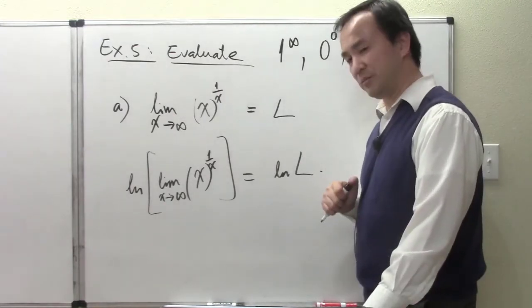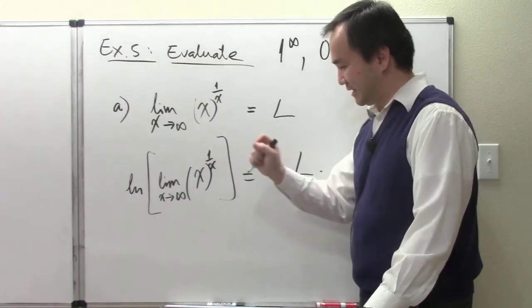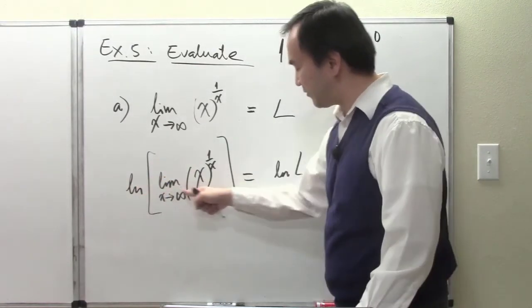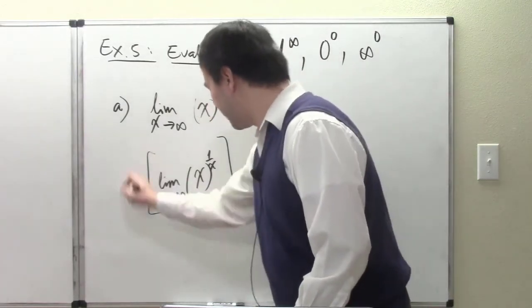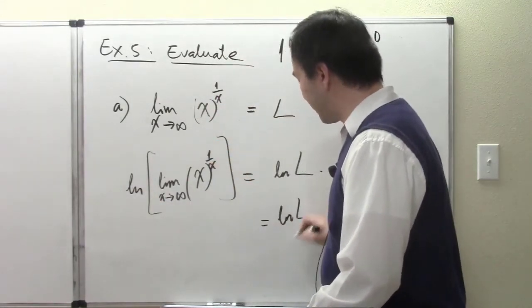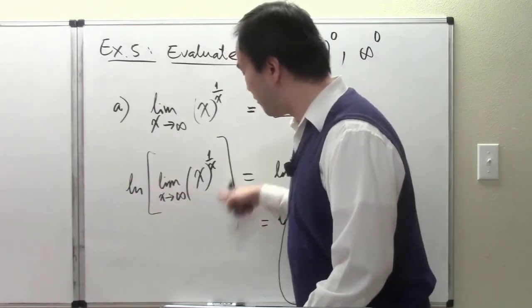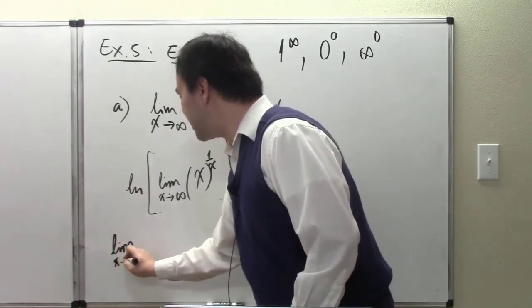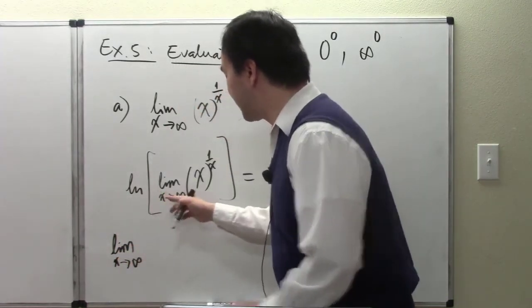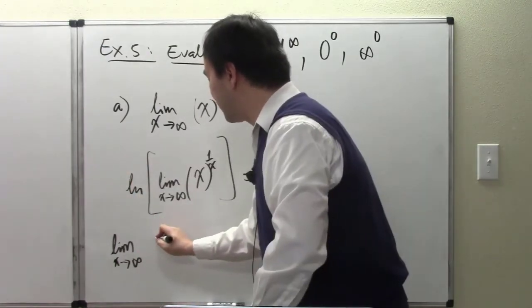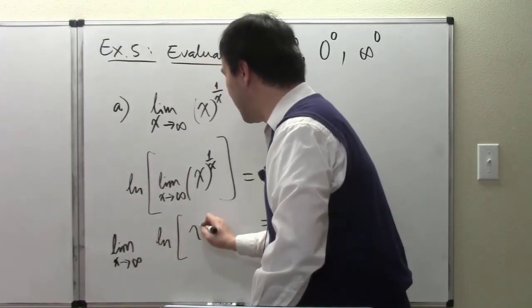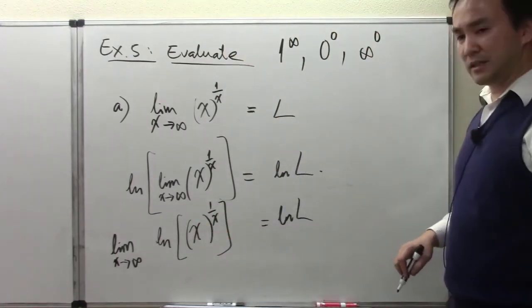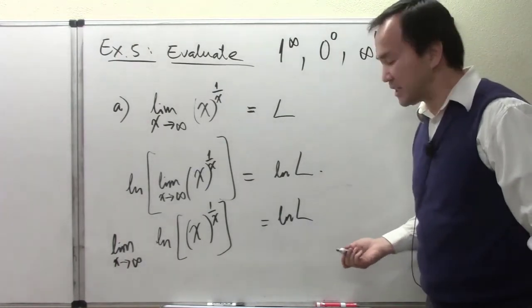Everybody good with me on that? And so here's the thing. Logarithm itself is a continuous function, so taking the logarithm of a limit is the same as taking the limit of the logarithm. Nothing much to be done with the right-hand side at this point. So the left-hand side is the same as the limit as x goes to positive infinity of, now I can swap the logarithm and the limit, the logarithm of x to the 1 over x. But what's the advantage of doing this? What's good about doing this?